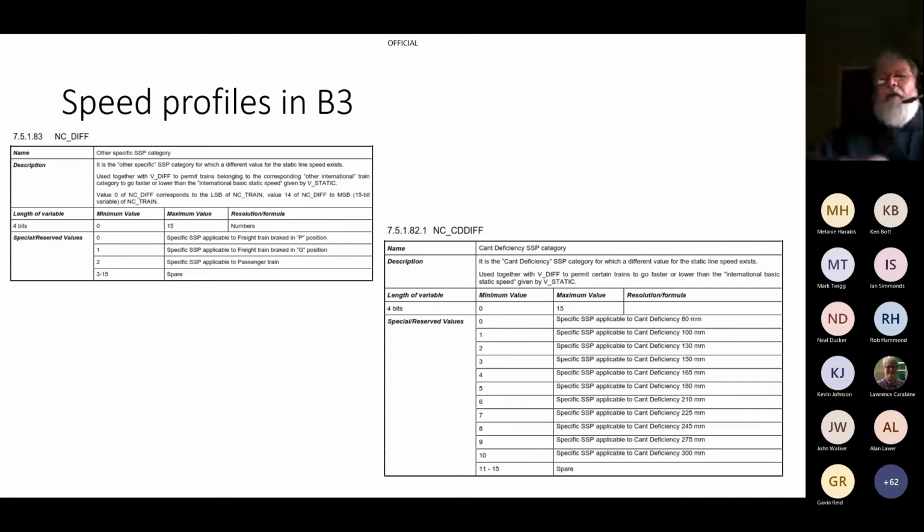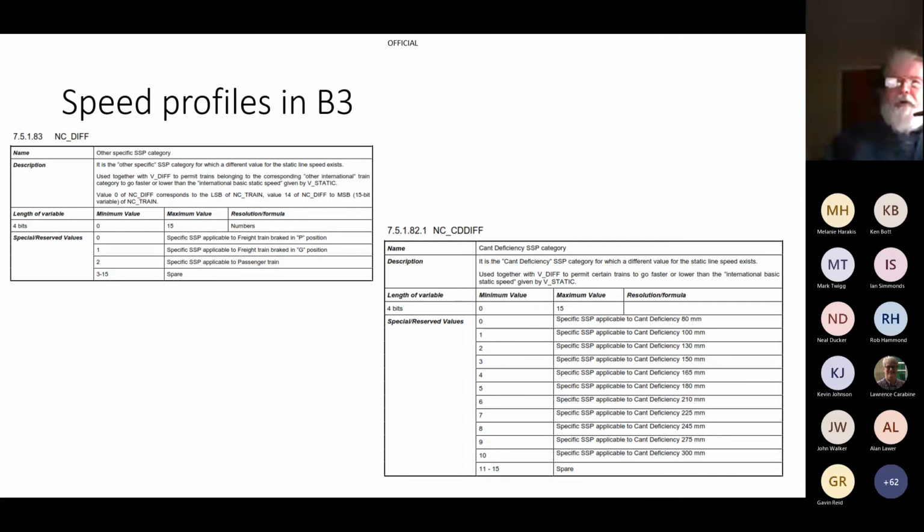But with baseline 3, people wanted to do a lot more. And so the same variable NC_diff now has different meanings. And there is another variable NC_CDdiff, which has a whole range of settings, and we can have multiple speed profiles. So if I'm a baseline 3 train, I'm expecting to receive in the speed profile speeds categorized by NC_diff, and also potentially speeds categorized by NC_CDdiff.